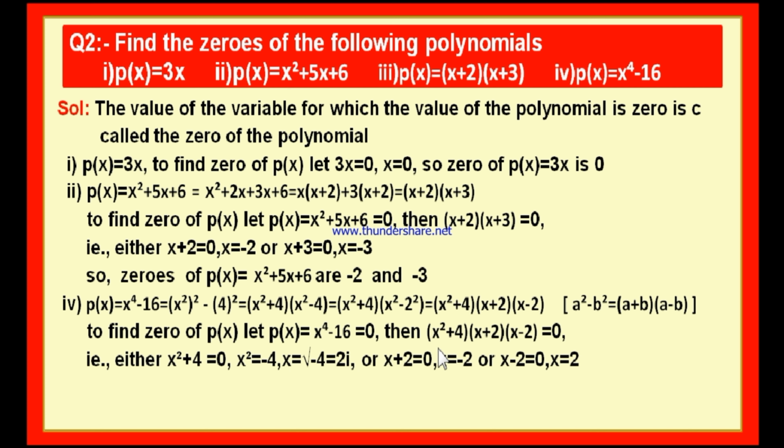And the second value, if x plus 2 is equal to 0, then x is equal to plus 2 other side minus 2. Or if x minus 2 is equal to 0, then x is equal to plus 2. So, the zeros of the given polynomial p of x is equal to x power 4 minus 16 are 2i, plus 2 and minus 2. Otherwise, you can write this as plus or minus 2i. At once, you can write plus 2i, and the second case, you can write minus 2i also. So that there may be 4 zeros.